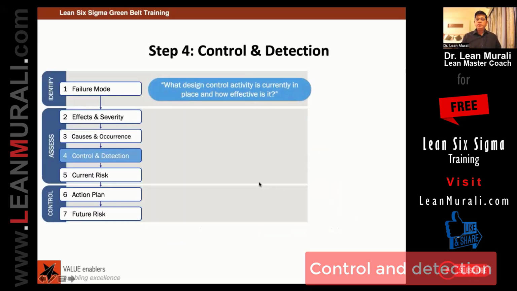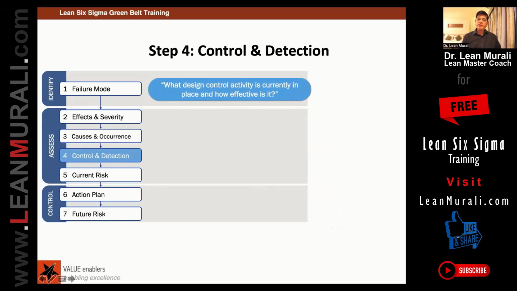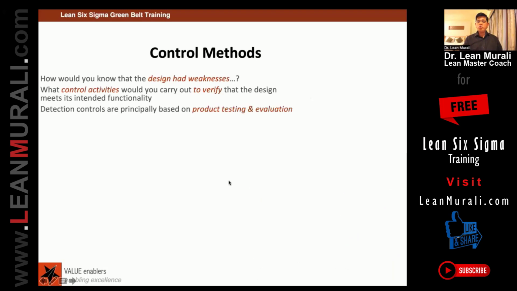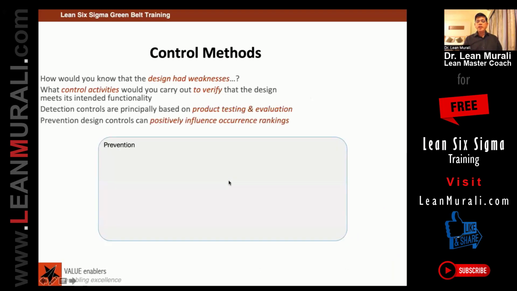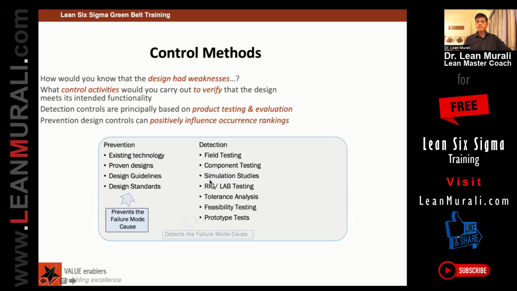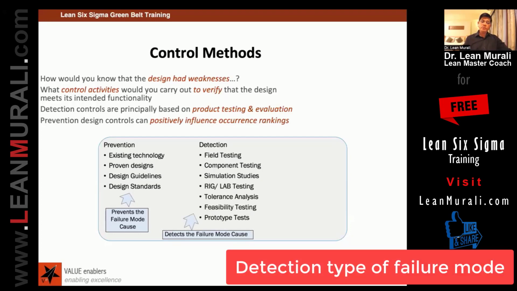Now, control and detection. Step number 4: what design control activity is currently in place and how effective is it? Control method: how do you know that the design had weakness? I'm not going to read this, but I'll explain it. The control methods are: prevention is existing technology, proven designs, design guidelines, design standards. So this is mainly preventive, of course. Detection means field testing, component testing, simulation studies, and all that is the detection type.